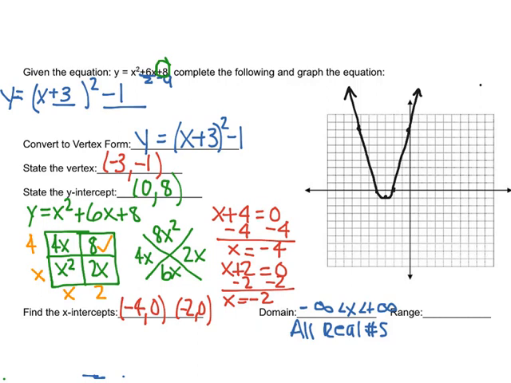For the range, our lowest point is -1, which is going to be included, and then it continues going on forever and ever. So we can write it as -1 is less than or equal to y, which is less than positive infinity, or you could also write it as y is greater than or equal to -1. So in this problem, we were able to use algebra in order to find all the different parts of the quadratic, to be able to plot it, and then find the domain and range.